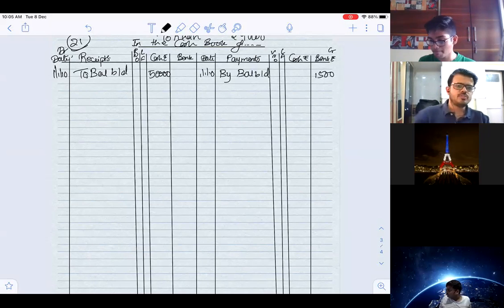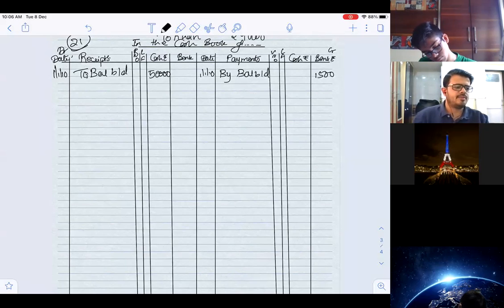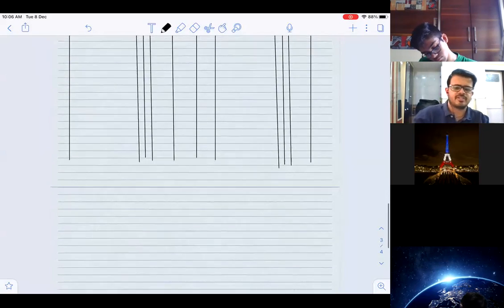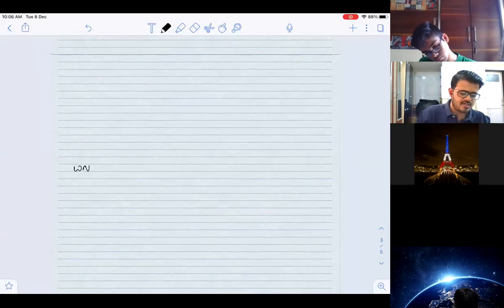Now, sold goods of 5,000 at 10% TD and 2% CD and received a check for half the amount from Vishal. So sold goods of 5,000 at 10% TD, 2% CD. Received a check for half the amount from Vishal. I think the transaction is partly on cash, partly on credit, right?